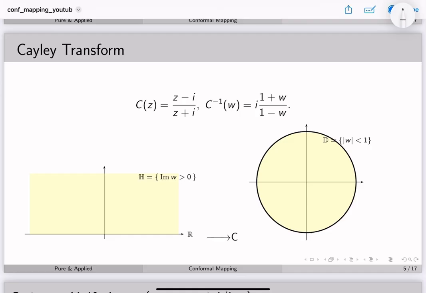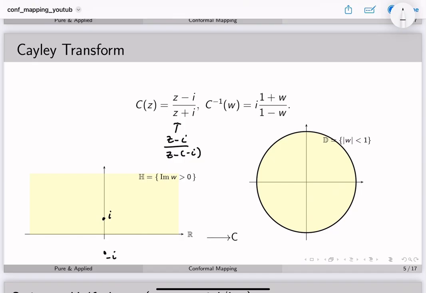And as a matter of fact, here we chose the point i, which is here, and the point minus i, which is here. And we constructed this map by saying that it should be (z minus i) over (z plus i). And of course, there's a proof why this goes to the unit disk, but you can also prove it by considering where the real axes go in this example.